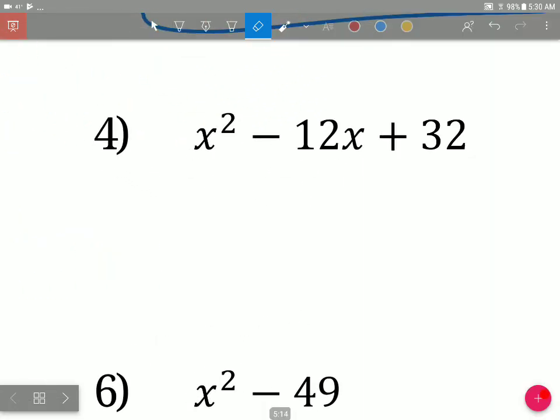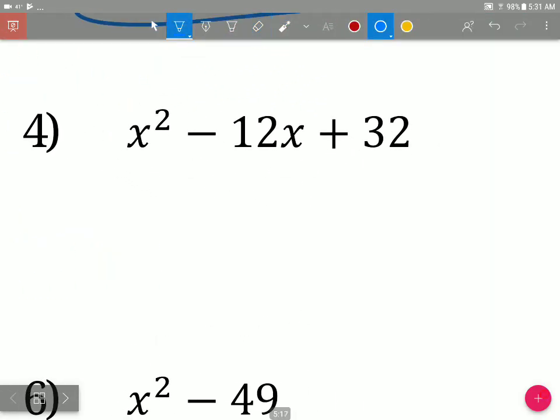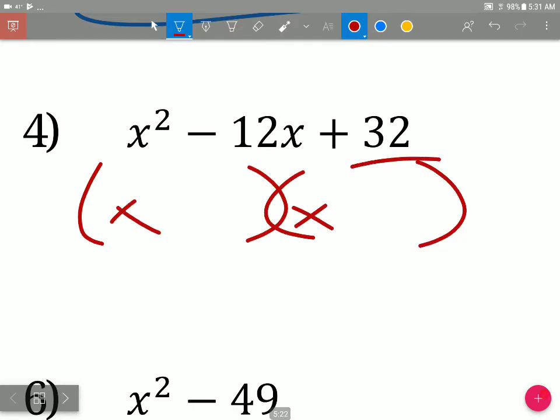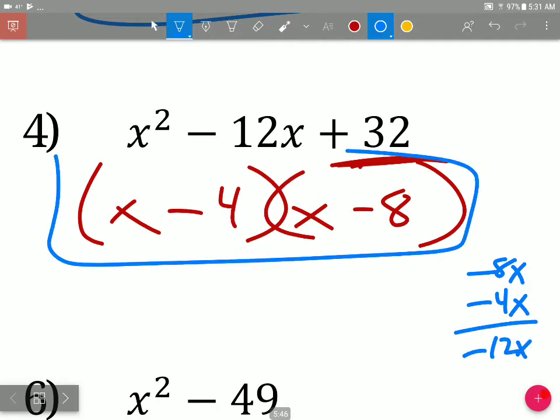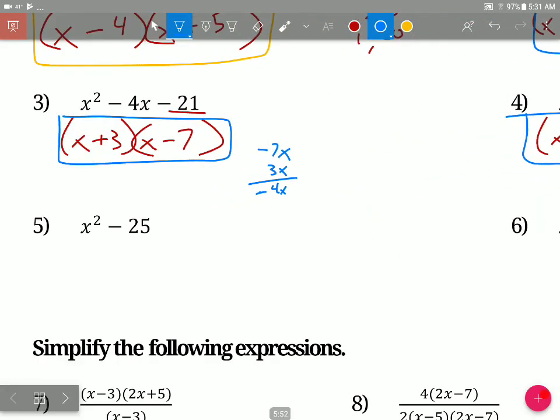Number 4. Let's see here. Two things that multiply to x are x and x. Two things that multiply to 32. I'm going to guess, well, there's 16 and 2. I'm going to guess 4 and 8. And I think they're both negative in this case, because a negative times a negative is a positive. So x times negative 8, negative 8x. x times negative 4, negative 4x. Those add to negative 12x. Yes, that's the right answer. That's what I want. All right, now you may have struggled a little bit on the other ones if you tried these on your own.